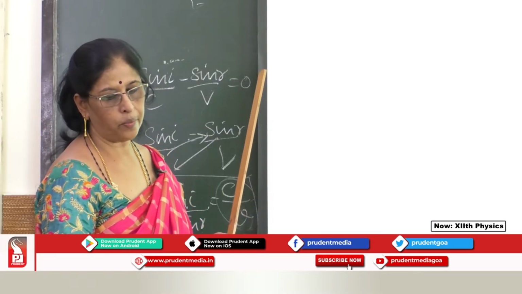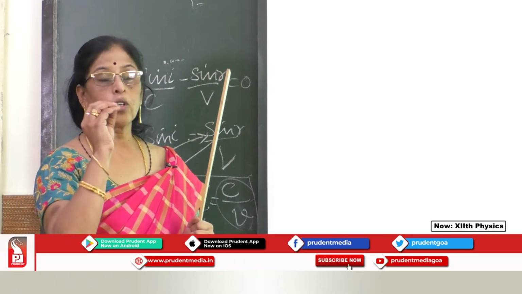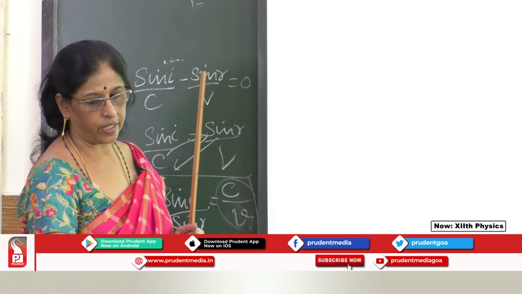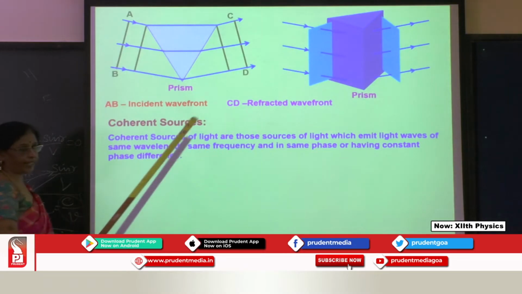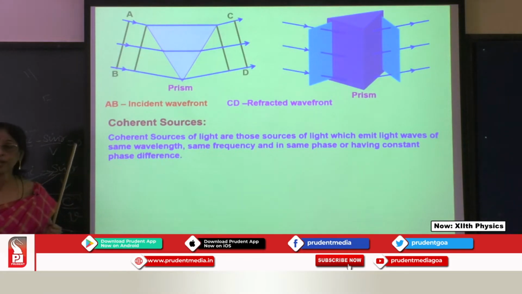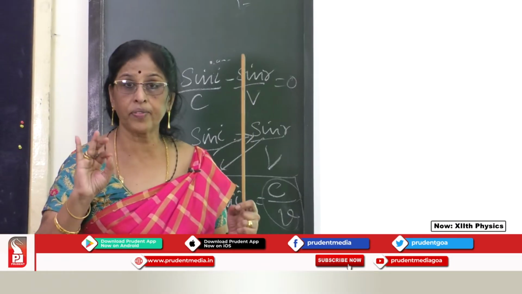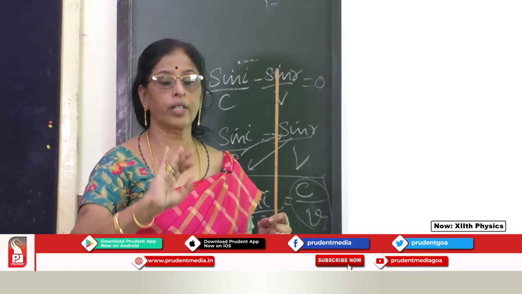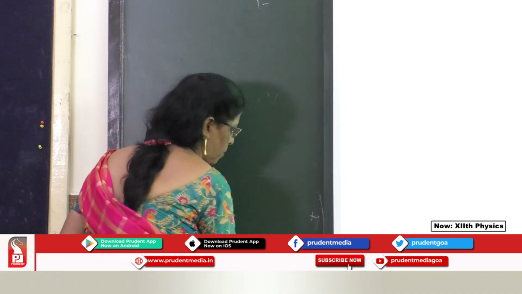So next we have a very important thing which is coherent sources. What do you mean by coherent sources? These are those sources of light which give out light waves of the same wavelength, same frequency, and they are vibrating in the same phase or they have a constant phase difference throughout. Okay, what is a constant phase difference? I'll just tell you a small gist about it, then I'll proceed.